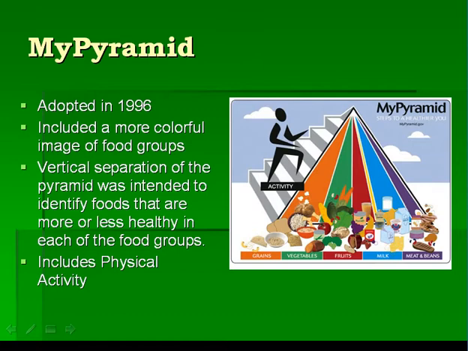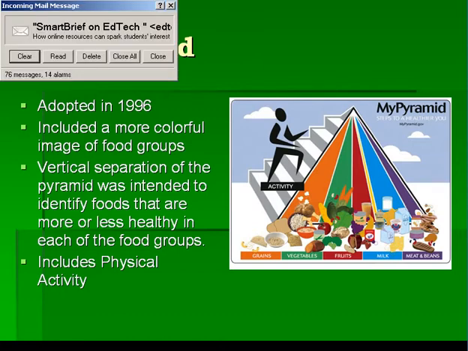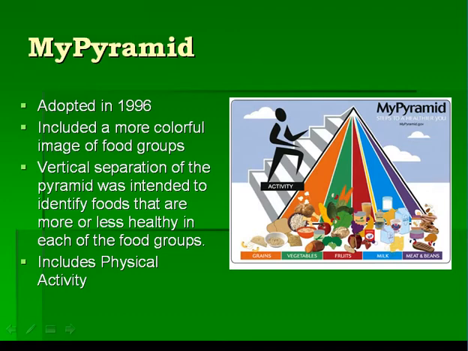It also, with the vertical separation of the pyramid, was intended to identify foods that are more or less healthy in each of the food groups. The more healthy foods would be at the wider base, and then the less healthy food groups would be at the top. It also included physical activity, represented here with the staircase.